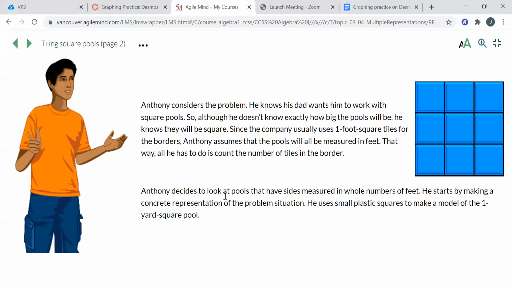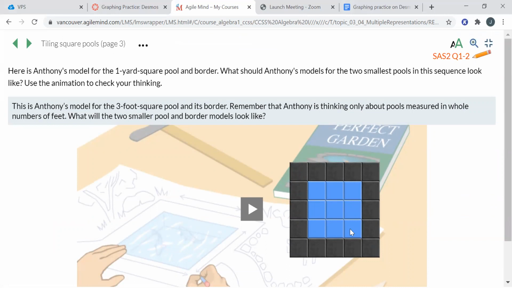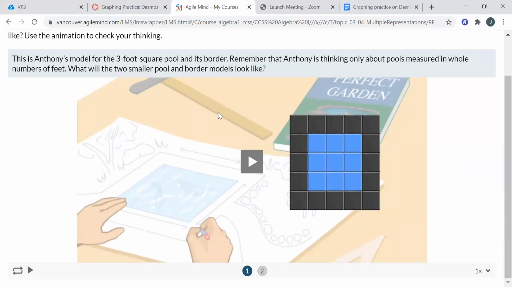He starts by making a concrete representation of the situation. He uses small plastic tiles to make a 1 square yard pool. That's it right there, 1 square yard. We're going to make the smaller pools. So here's Anthony's 1 square yard pool, and we figured out that requires 16 tiles to go around it. What would his 2 smallest pools look like?